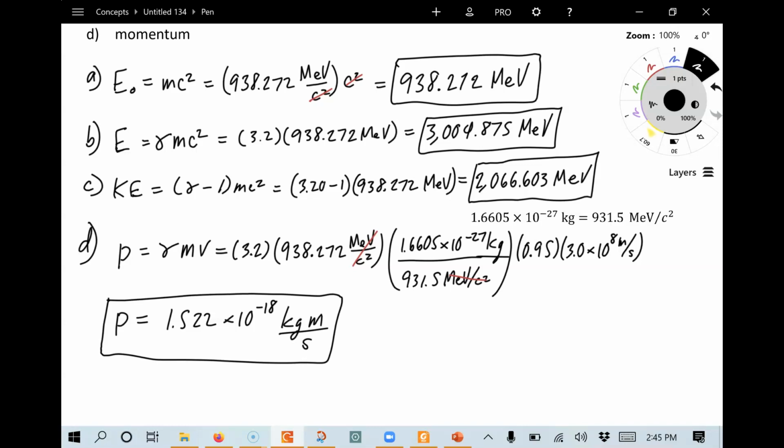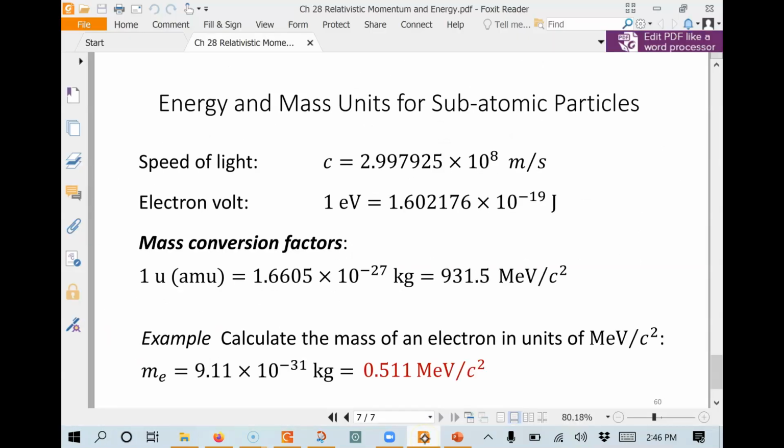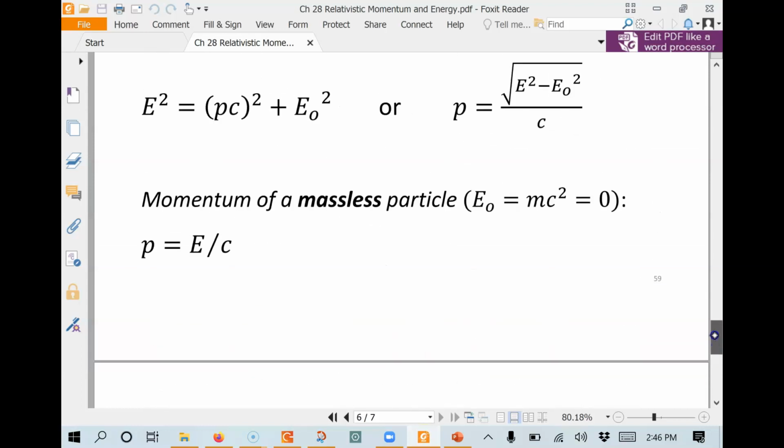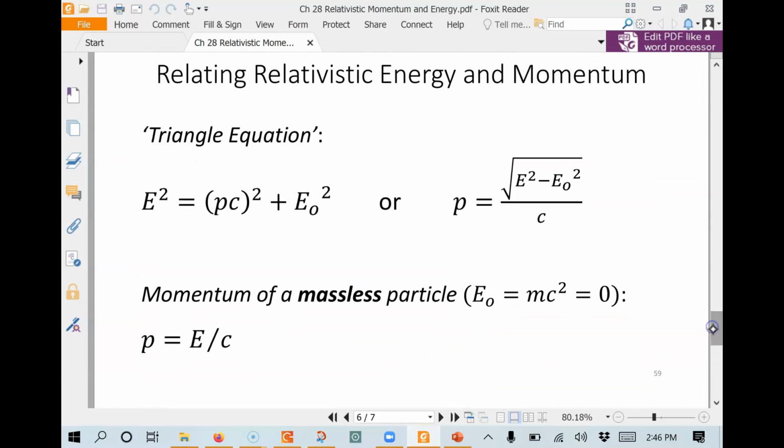Now I want to show you how to calculate that in a different set of units using the MeV. Let's go back to our notes real quick. In one equation we have what's called the triangle relation. If we know the energy, we can relate that to the momentum with this triangle equation. Solving for P, we come up with this equation here. Let's go ahead and write that down.